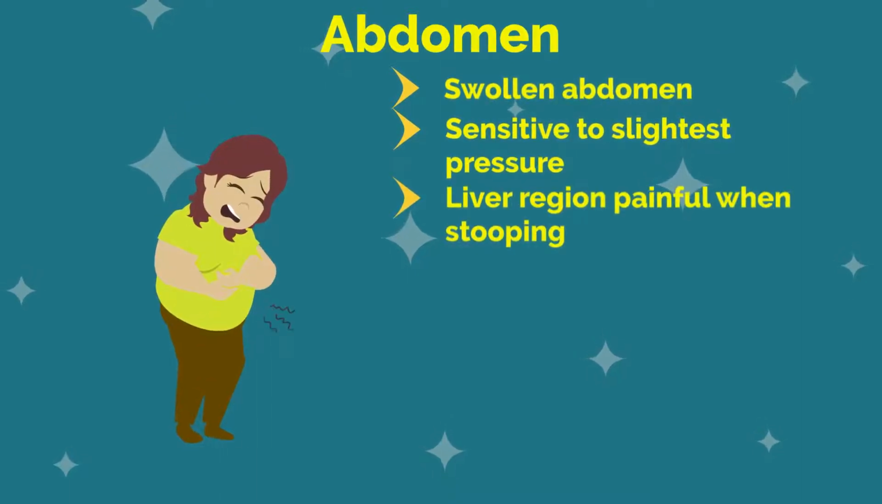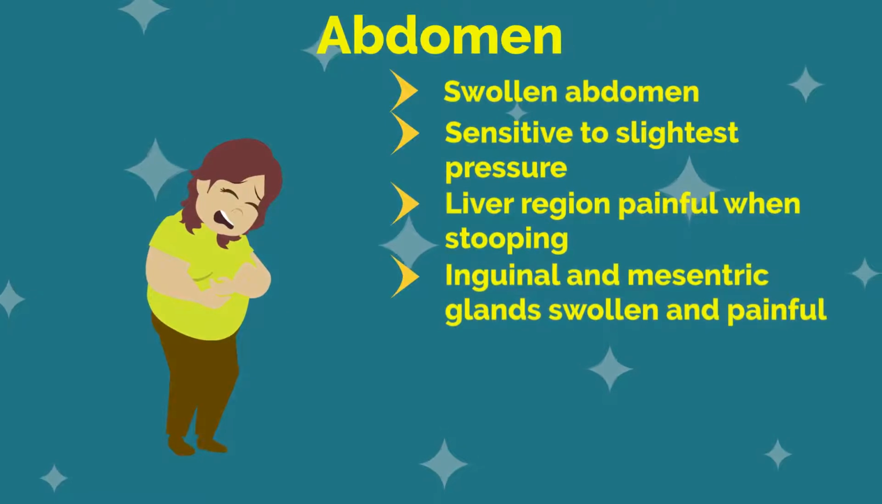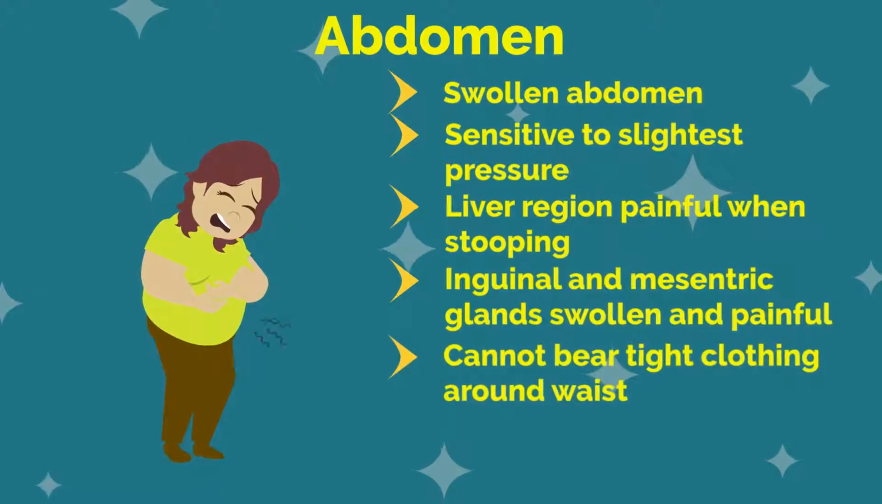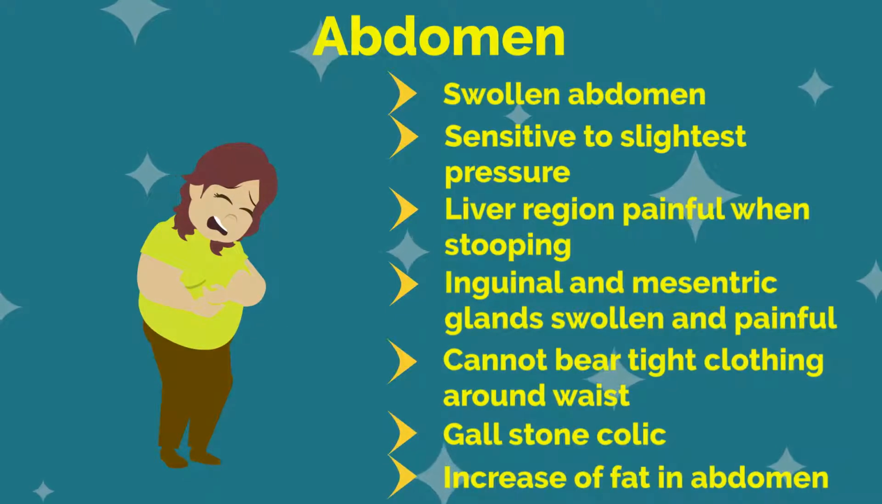Liver region is painful when stooping. Inguinal and mesenteric glands are swollen and painful. Cannot bear tight clothing around the waist. Gallstone colic. Increase of fat in the abdomen.